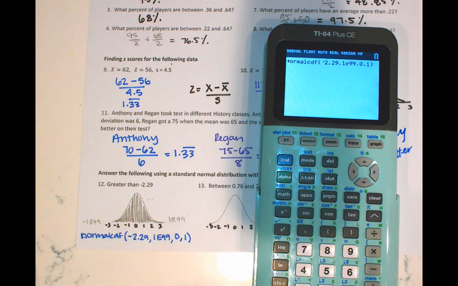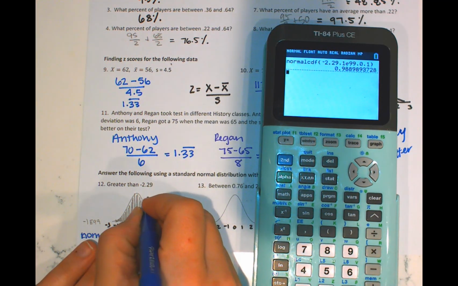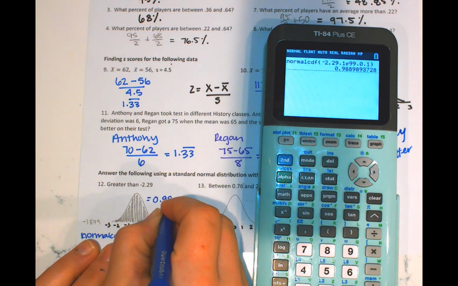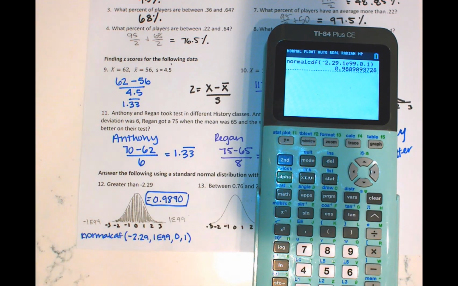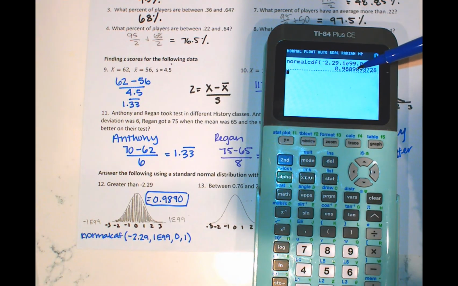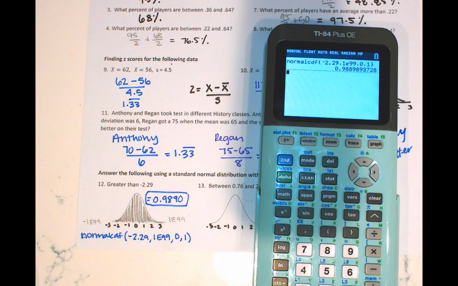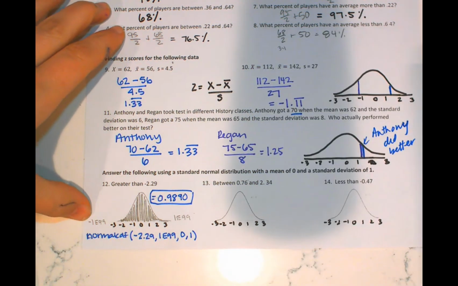So then I have that all ready for me. If I hit enter, it tells me that area of that shaded region is 0.9890 when I round that. Because that 8 would round that up and that up. So we get 0.9890. Okay, so we're going to do the same thing for the next two.